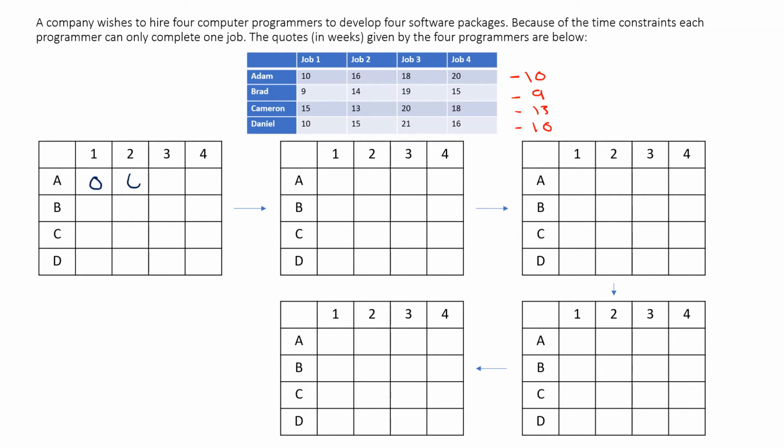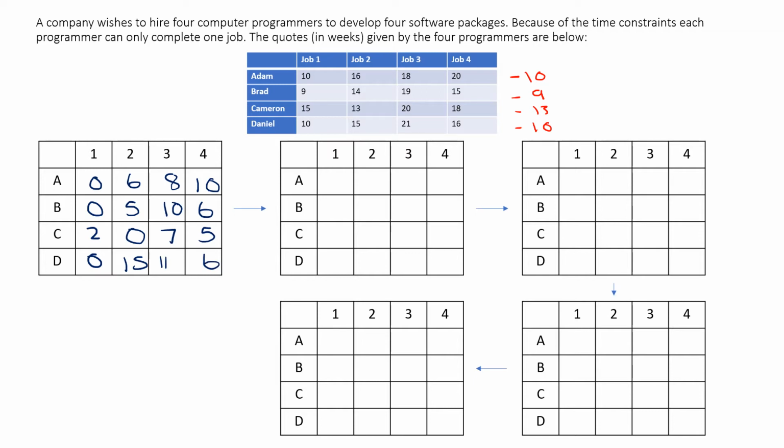So 0, 6, 8, and 10. 0, 5, 10, 6. Third row, 2, 0, 7, 5. And last row, 0, 15, 11, and 6.